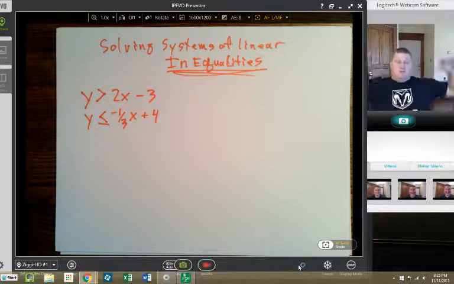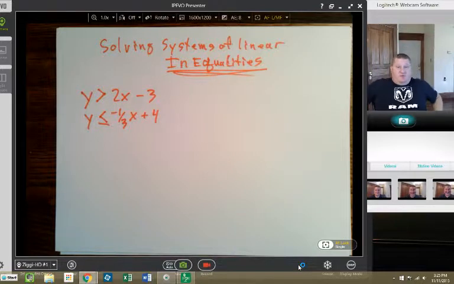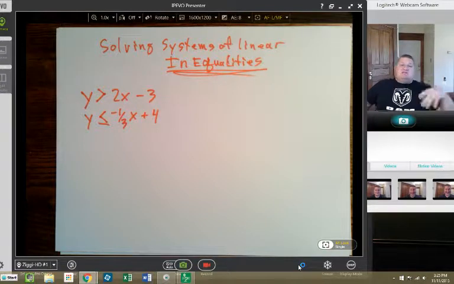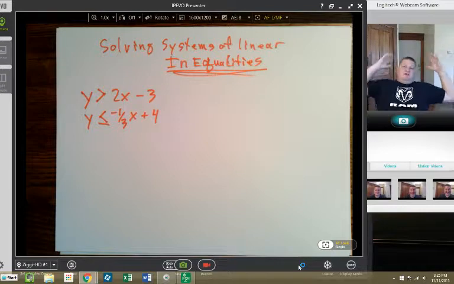Okay, ladies and gentlemen, we have solved systems of equations by graphing. We've solved systems of equations by substitution. We solved systems of equations by a combination of elimination. But those were all systems of equations. What we're going to do now is start talking about systems of inequalities.